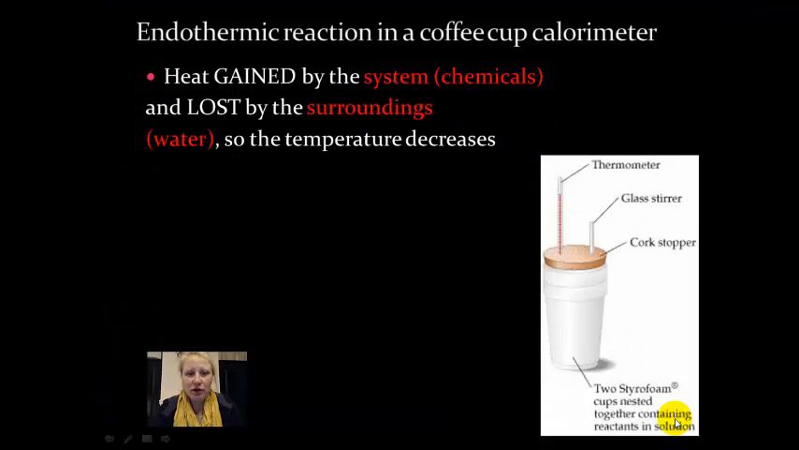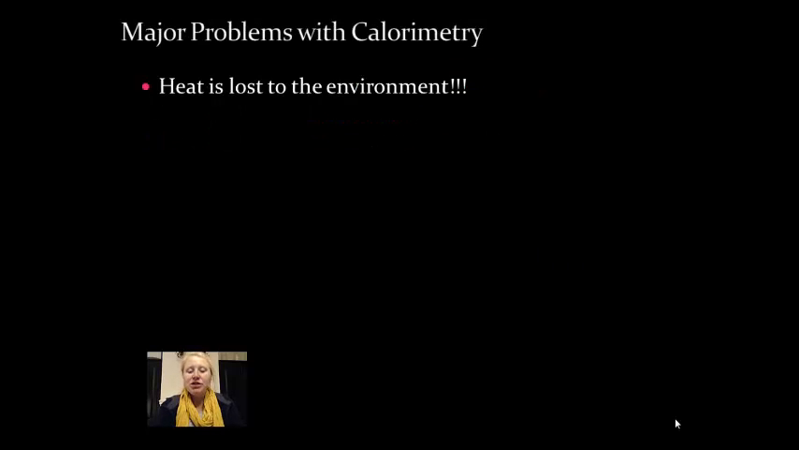In an endothermic reaction, in a coffee cup calorimeter, the heat is actually going to be gained by the chemicals and lost by the surrounding water. And so what you're going to see is that the temperature is actually going to go down because the water is losing heat. Now, the major problem with calorimetry is that heat is always lost to the environment because you can never create a perfectly insulated system with a coffee cup. But for the most part, as long as you're careful, you can get a fairly accurate range for your enthalpy changes for really any reaction that we're going to do in the lab.